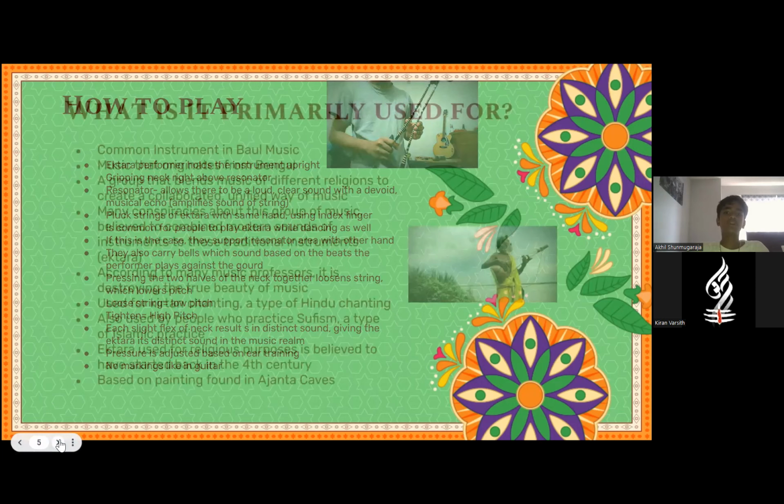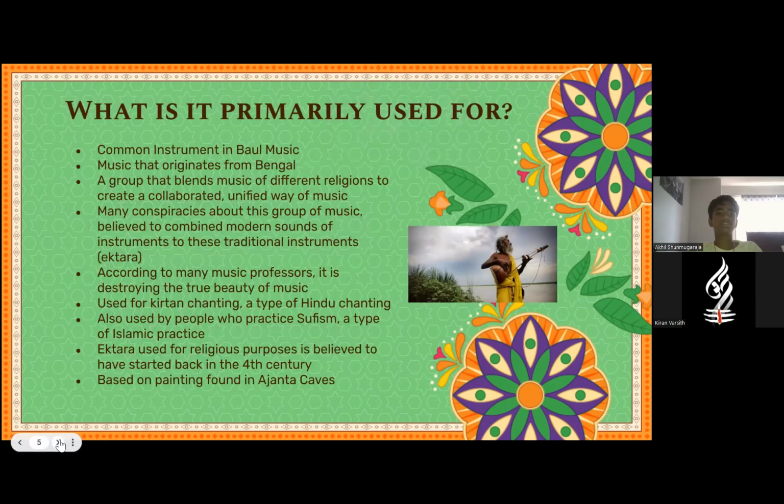So the ektar is primarily used in Baul music, which is a music that originates from Bengal. Baul music is a group that blends music of different religions like Hinduism and Islam to create a collaborated, unified way of music. However, there are many conspiracies about this group of music, and it's believed to just simply have modern sounds of instruments, using traditional instruments in order to create these modern sounds. According to many music professors, it's destroying the true beauty of music.